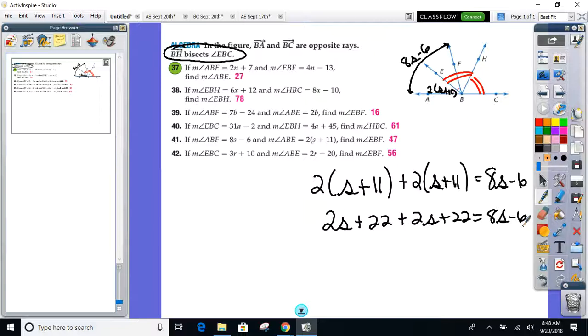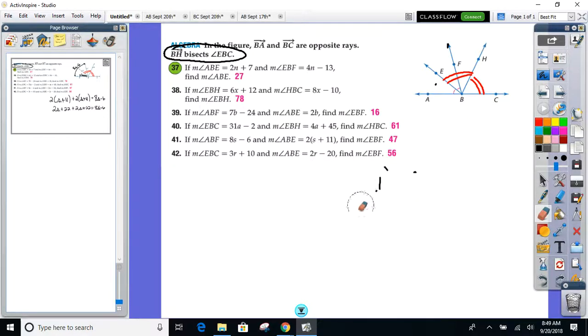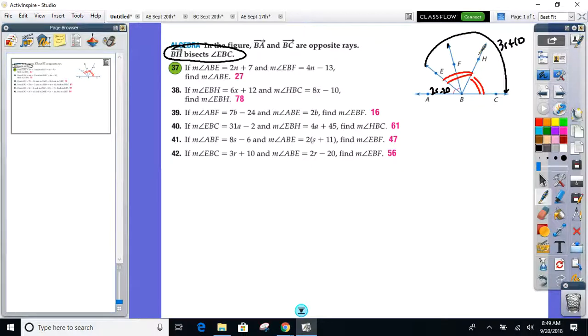All right. Any more here? Yep, 42. I don't want to get rid of my whole markings because those are still congruent, so let me get rid of this. Okay, let's see what they gave me for 42, everybody. EBC, so I'm going to go from here all the way over there. That's a big angle: 3r plus 10. And then ABE, this angle right here, is 2r minus 20. Find EBF. Okay, ready?